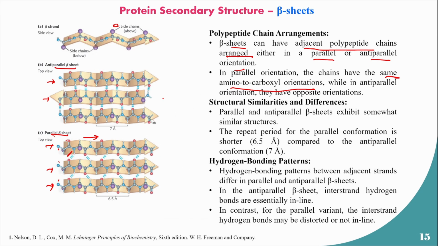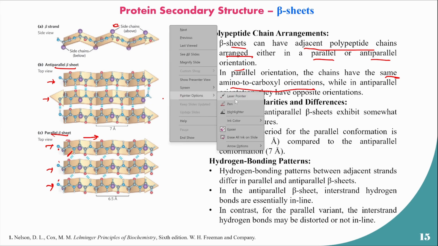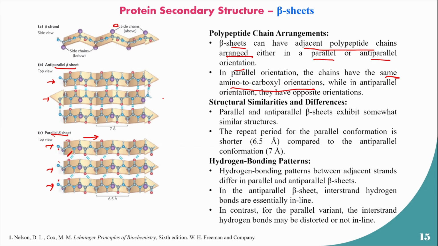particular bonding pattern that we will notice because of the arrangement of the amino acids and the positioning of the beta strands that compose the parallel or anti-parallel beta sheets. They have, of course, somewhat similar structure, and their repeat period is slightly different, because for the parallel conformation it is 6.5 angstrom, and for anti-parallel it's 7 angstrom.